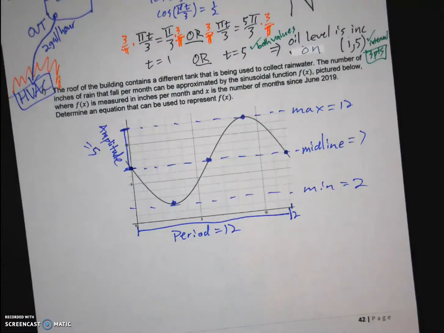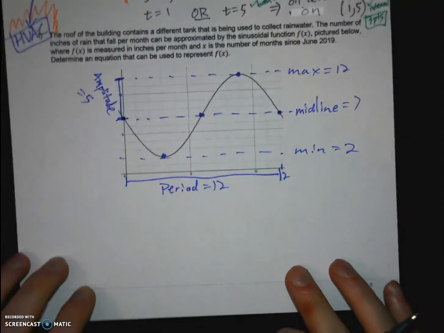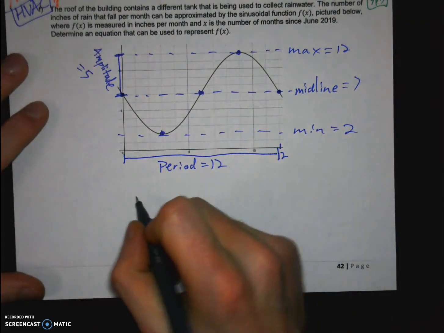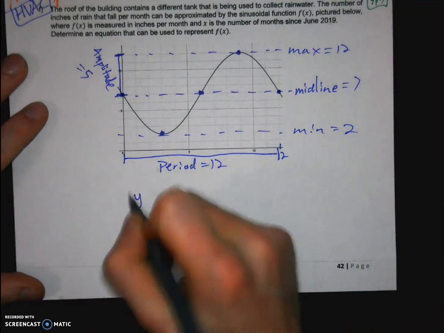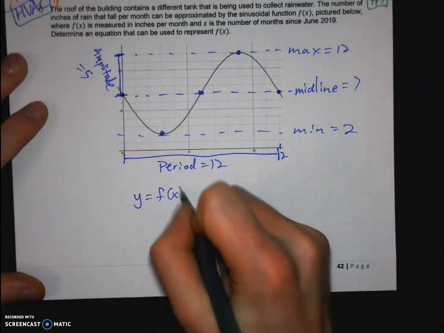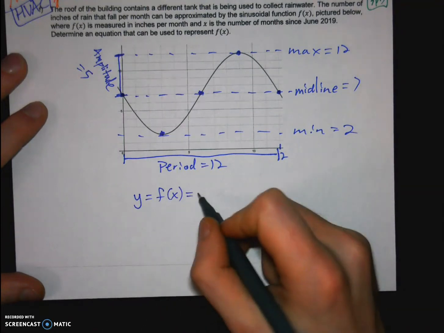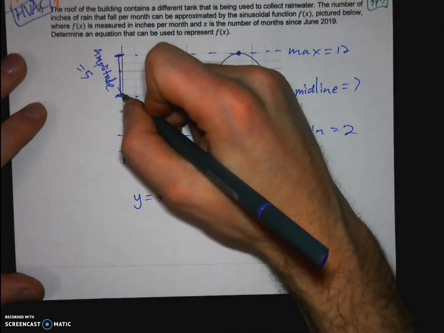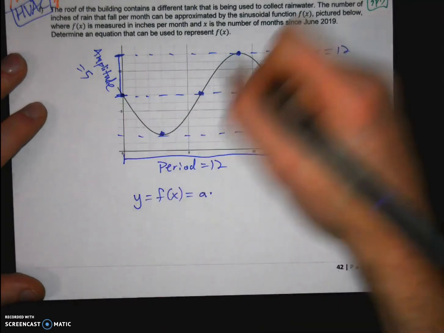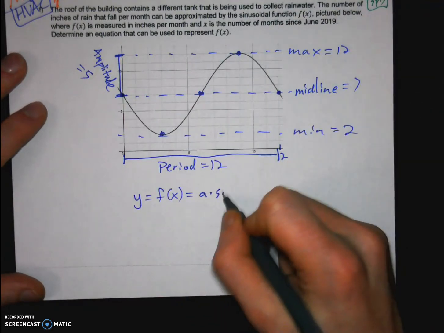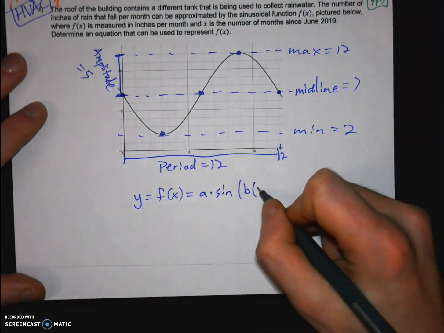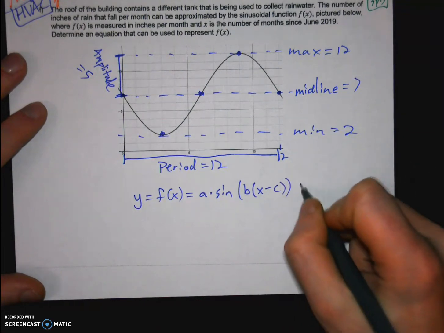We've annotated this picture fully. Now we just have to get the equation. From the first video, we had this basic equation: f of x is equal to a times a cosine or a sine function. If this starts at a midline and goes to a midline, then that's going to be a sine function, not a cosine function. So we have a times sine of b times x minus c, plus d.